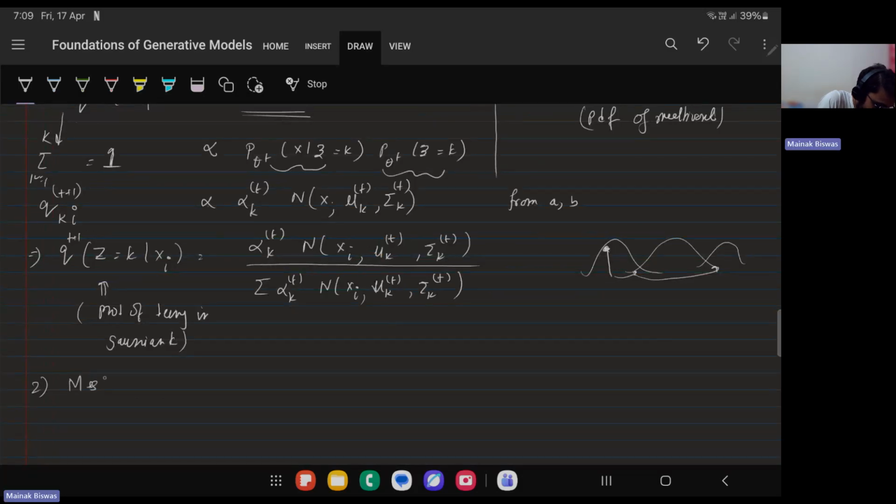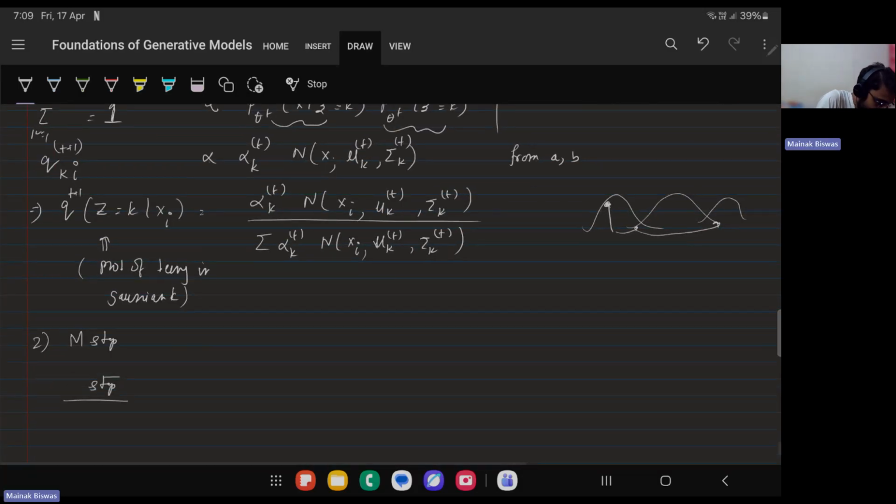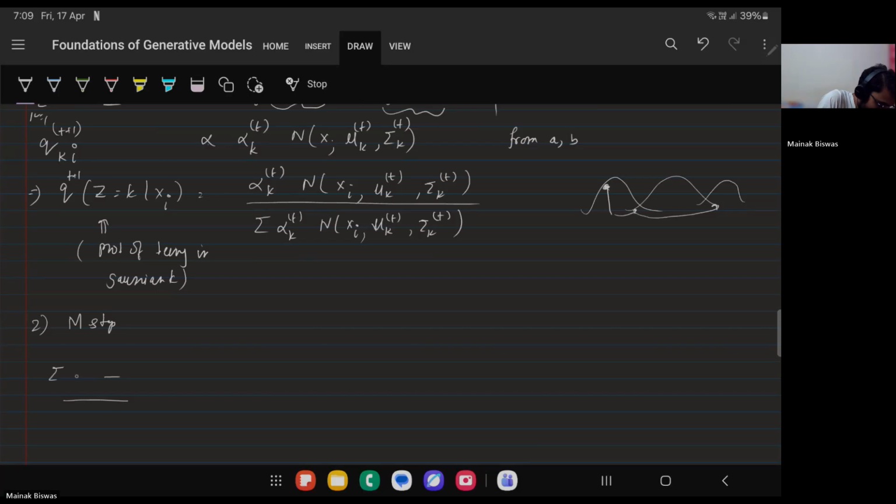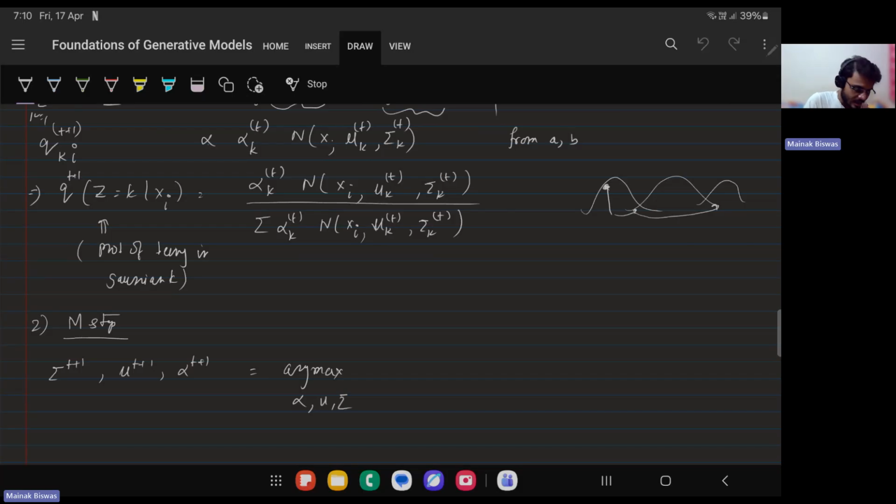What is the M step? You want to maximize t+1, mu t+1, and alpha t+1 as the argmax over alpha, mu, and sigma of F theta of q t+1, right? Now, what is the definition for the ELBO?